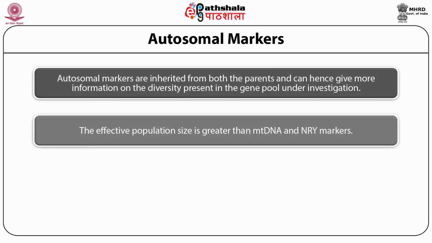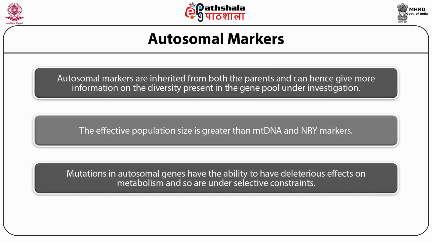The genetic markers in autosomal genes are under great functional constraints due to the genic richness. That is, autosomes have more genes in comparison to Y chromosomes and mitochondrial DNA, and these genes are involved in metabolism. Mutations in autosomal genes have the ability to have a deleterious effect on metabolism and so are under selective constraints. However, some of the mutations have a neutral effect on the phenotype, while others impart advantage in a particular environment. The frequency of markers is hence altered in tune with this effect on the phenotype.